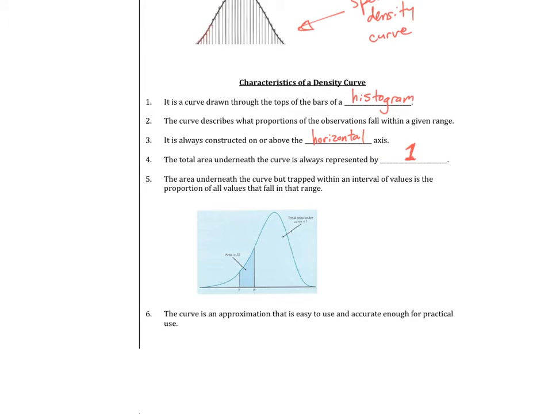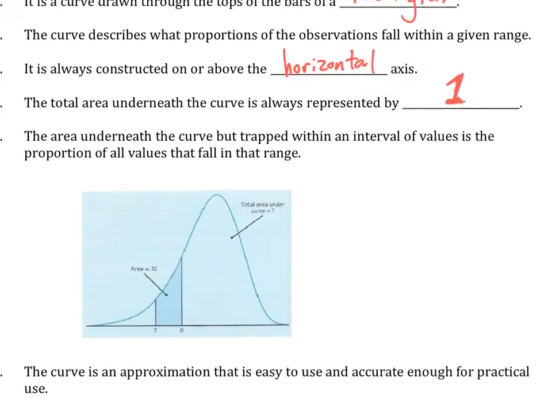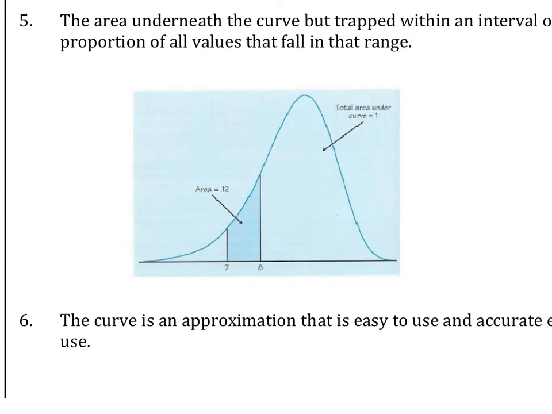The area underneath the curve, but trapped within an interval of values, is the proportion of all values that fall within that range. So this curve is not perfectly normal. You see it's kind of like skewed off to the left, but this area right here is a percentage of the whole curve, basically. So this chunk that's shaded in red is the region between 7 and 8.